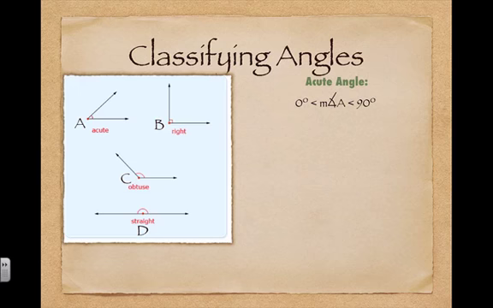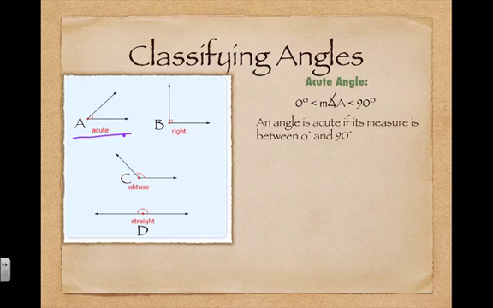Mathematically, an acute angle measures between 0 and 90 degrees. So this is how we represent it mathematically with our less than sign. So 0 degrees is less than the measure of angle A, which is less than the 90 degrees. And here's our angle A right here. It's an acute angle. So the written definition, or the formal definition of that, would say an angle is acute if its measure is between 0 and 90 degrees.